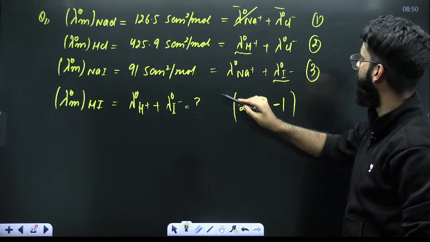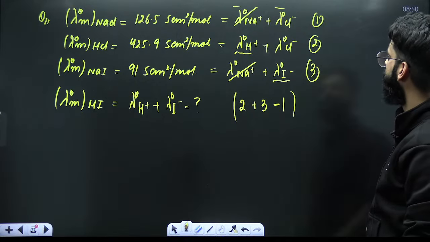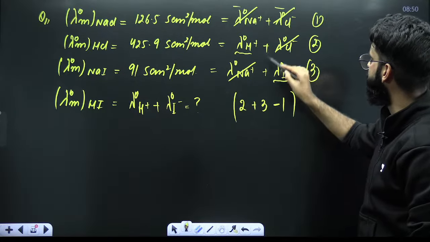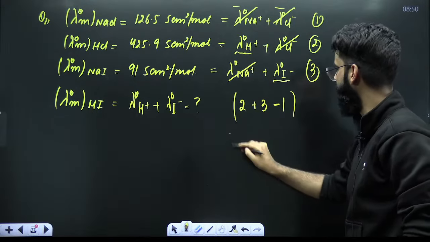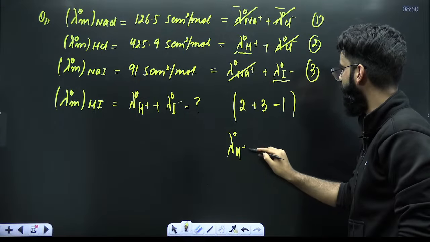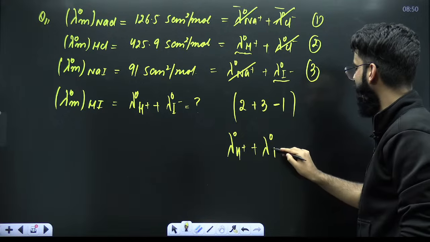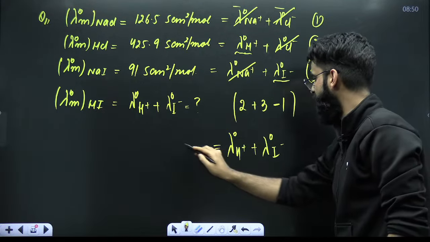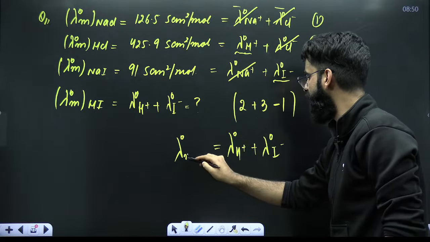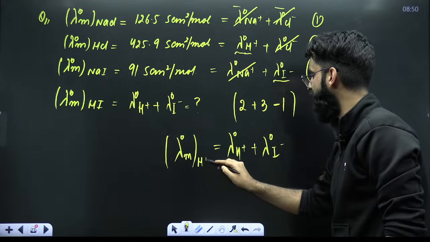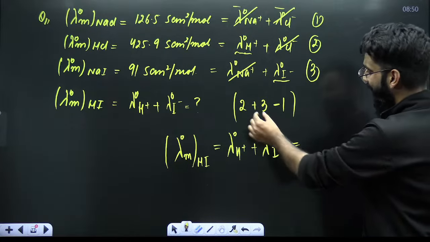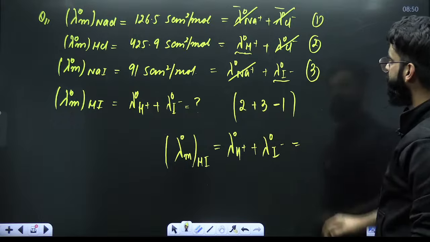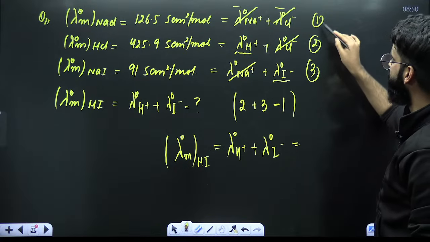So lambda naught Na positive is cancelled. Lambda naught Cl negative is cancelled. So what am I left with? I'm left with lambda naught H positive plus lambda naught I negative. This is something which I call lambda naught m of HI. Now, how did I get this? By adding second with third and subtracting first.